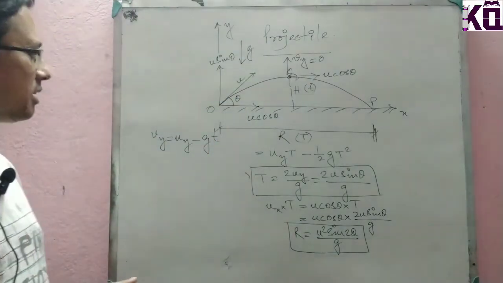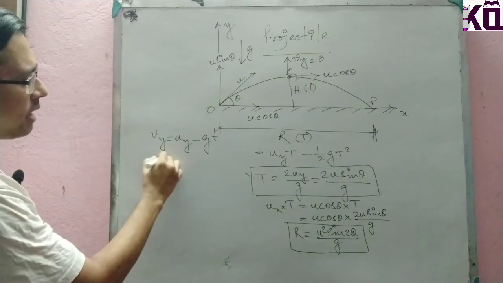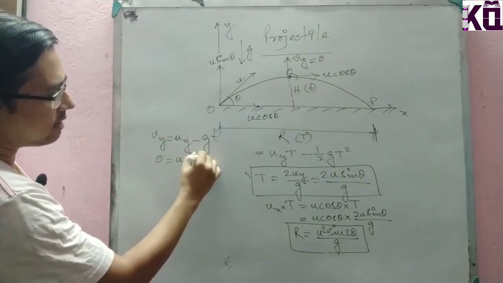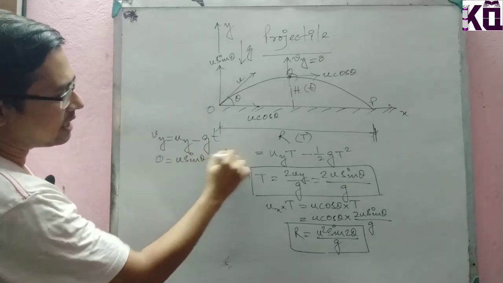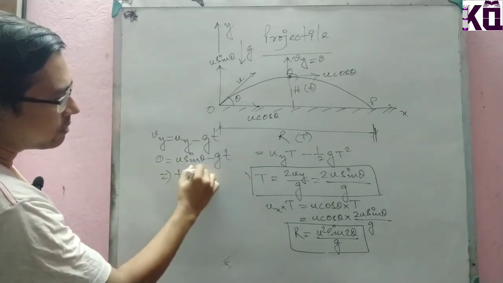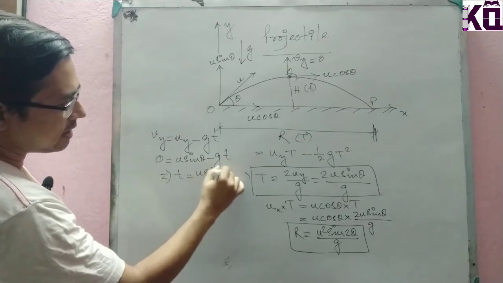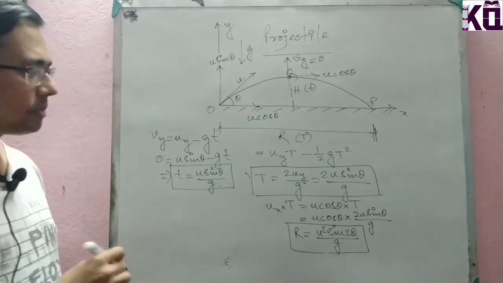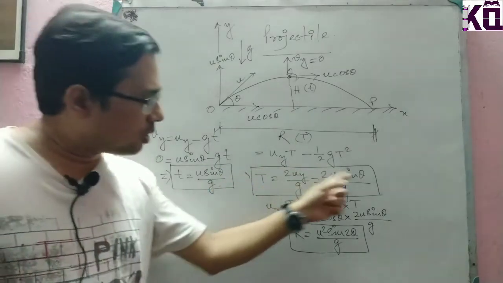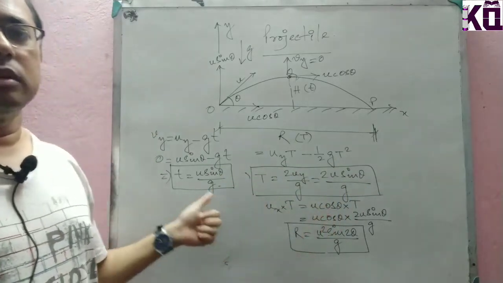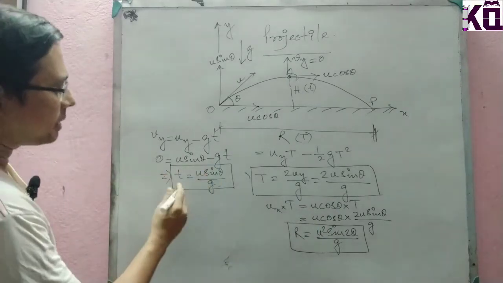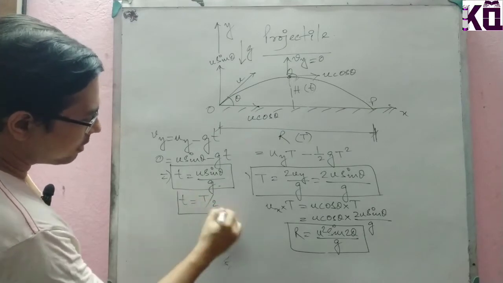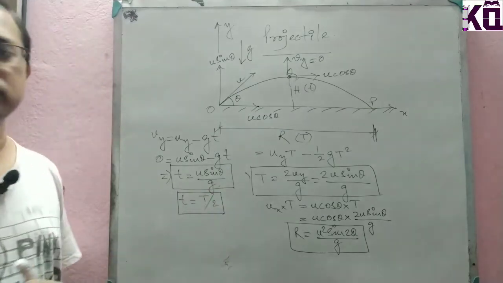Okay, that is correct. So now here we write Vy as 0 and uy as u sin theta. So 0 equals u sin theta minus g t, and that means t becomes u sin theta by g. That is the time. Capital T was 2u sin theta by g, and now small t becomes u sin theta by g. So small t is half of capital T. We have to remember this also.